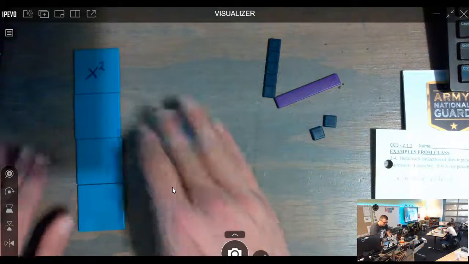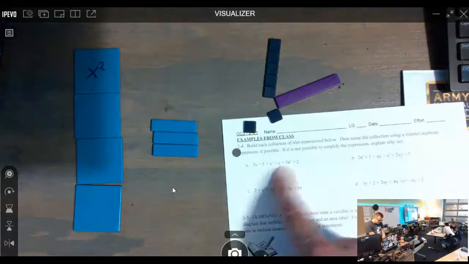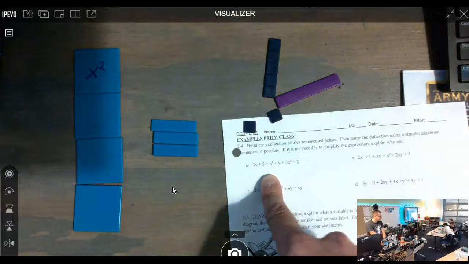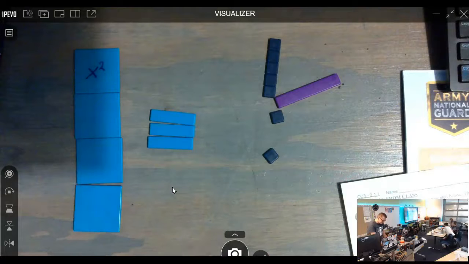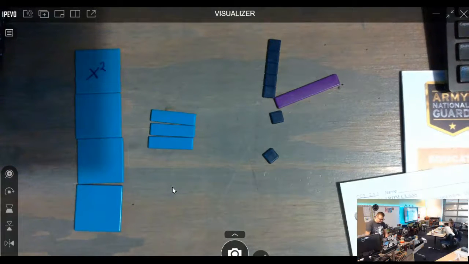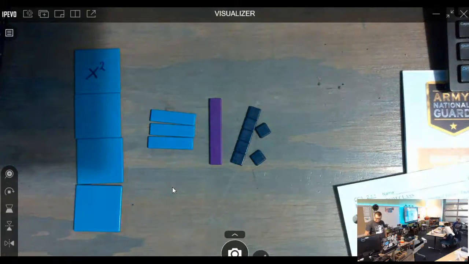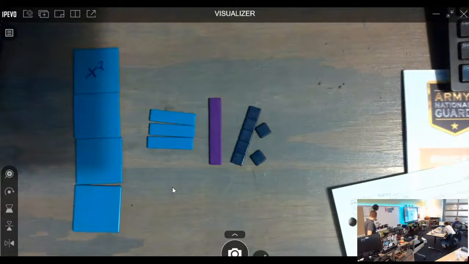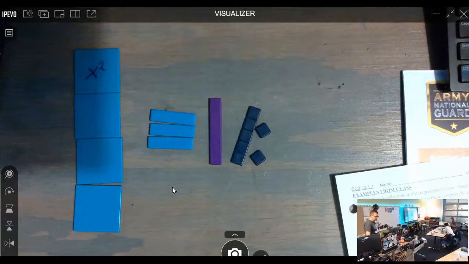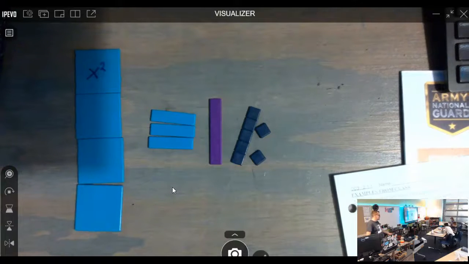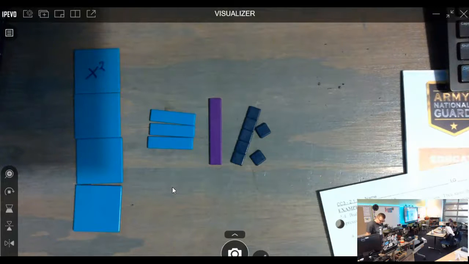So what is this now that I've arranged my tiles? 4x squared. So beneath your A, go ahead and write 4x squared, because simplified, we have 4x squared. Then we have 3x's. And then we still have our y, and then 7. So combining like terms is always going to simplify what we're looking at. Combining like terms essentially is just putting things with the other things that are the same. Same shape, same size. Try collection B.